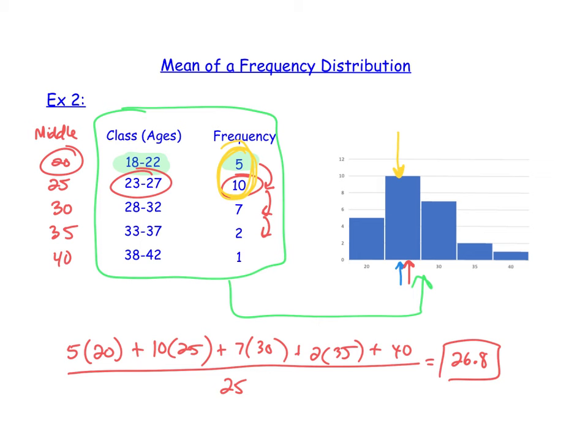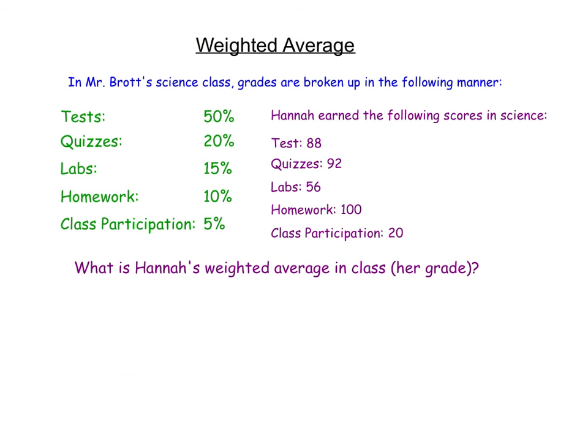All right, so that's how to handle it if you're given a histogram. Basically, you look at the histogram and you treat it like a frequency table, and then just find the mean of that frequency distribution from that. Okay, last thing is mean of a frequency distribution. A weighted average, and this is basically what your grade book does for you.